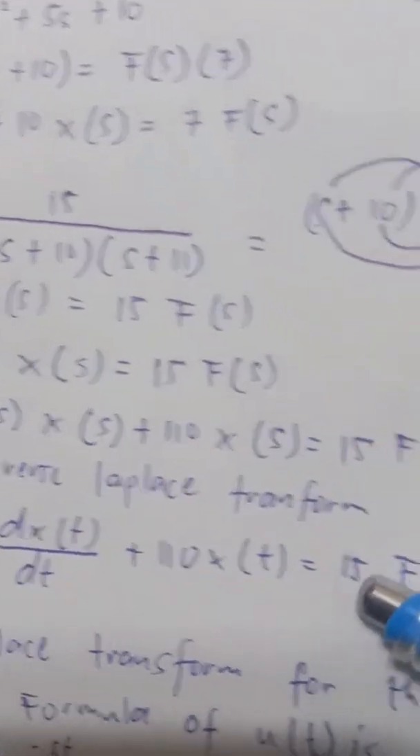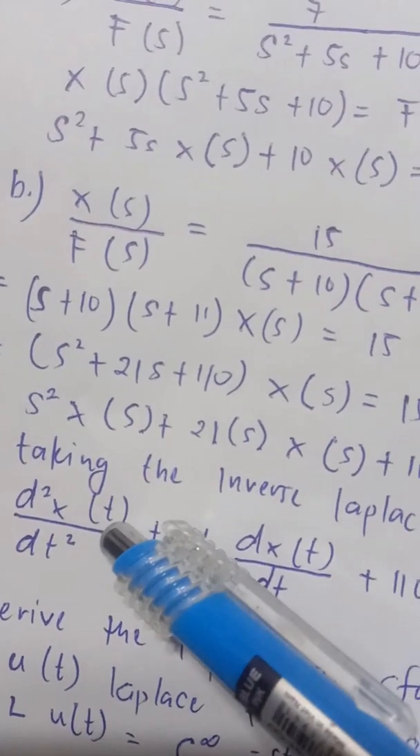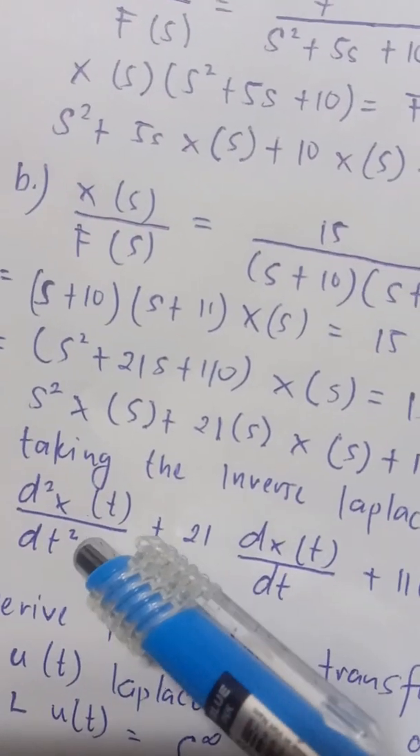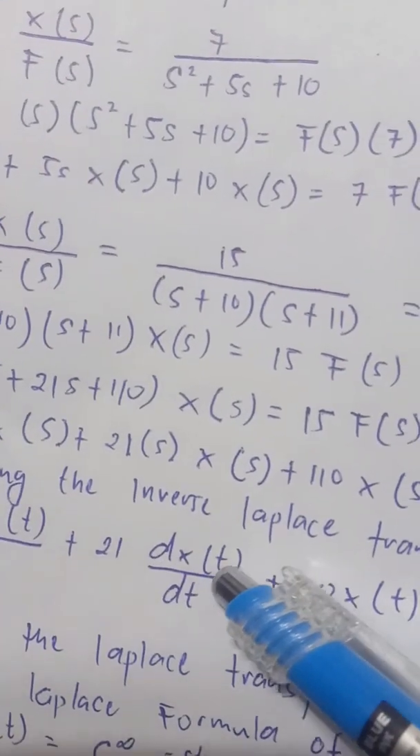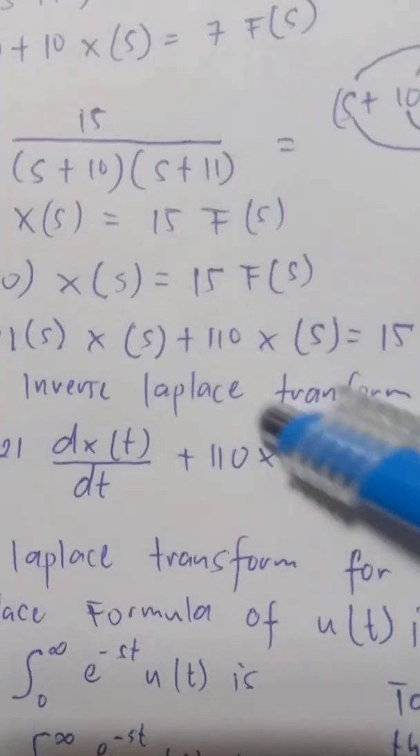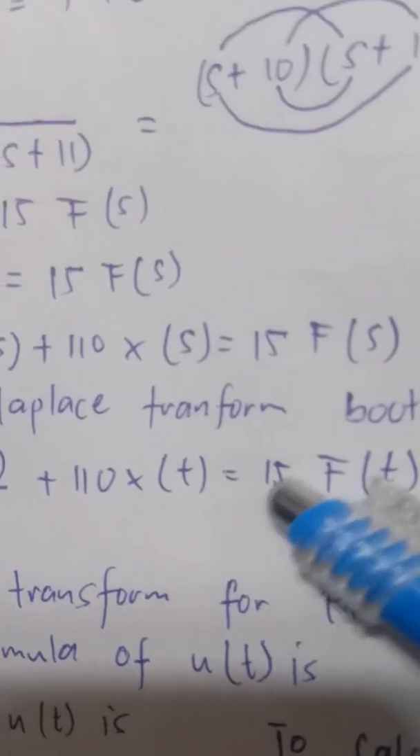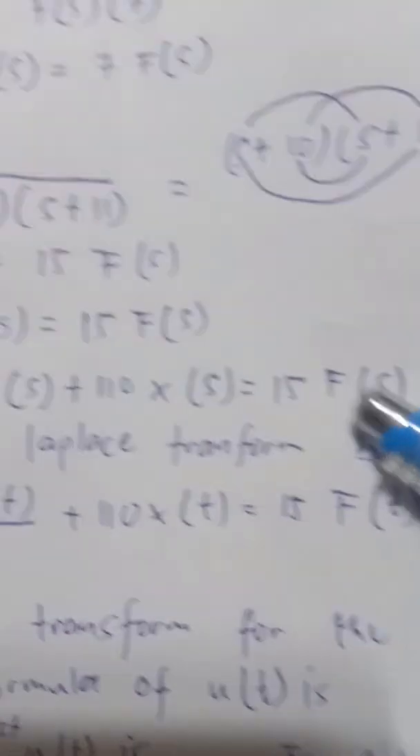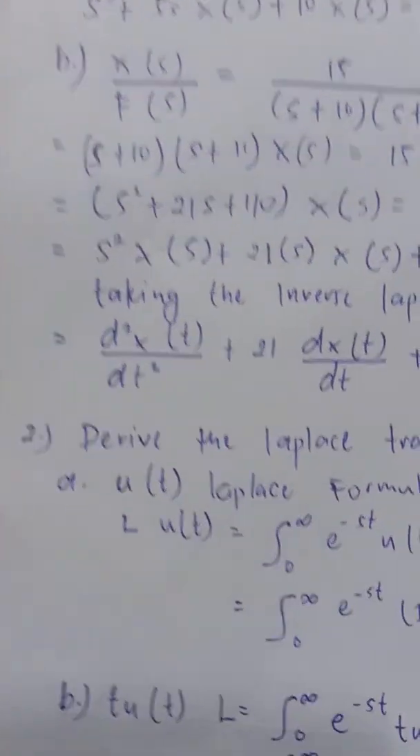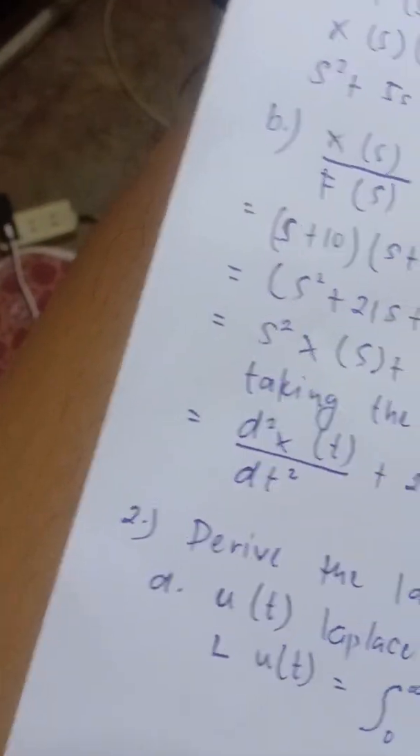Now taking the inverse Laplace transform of both sides, d squared x(t) over dt squared plus 21 dx(t) over dt plus 110 x(t) equals 15f(t). Okay, and that's all for number 1. And now let's proceed to number 2.